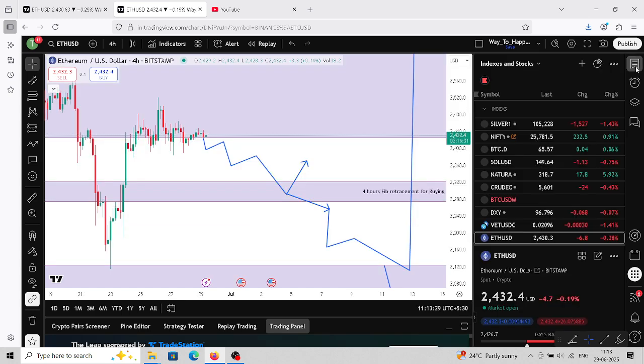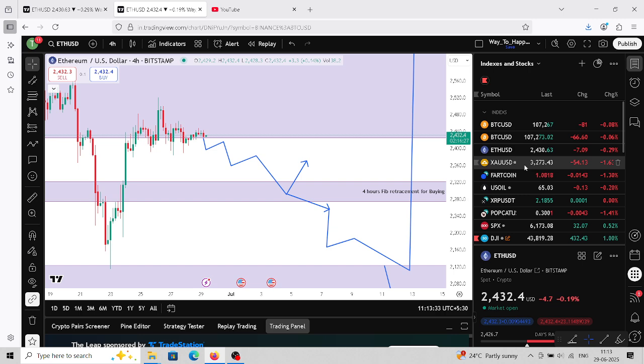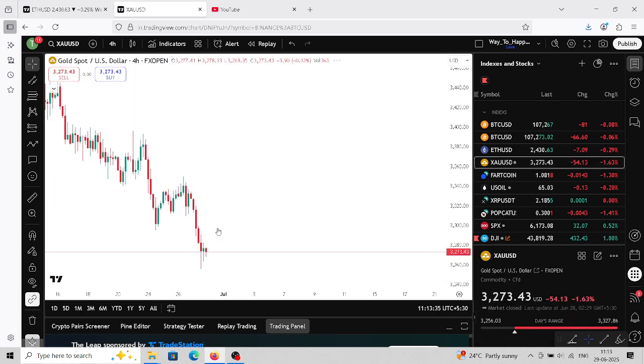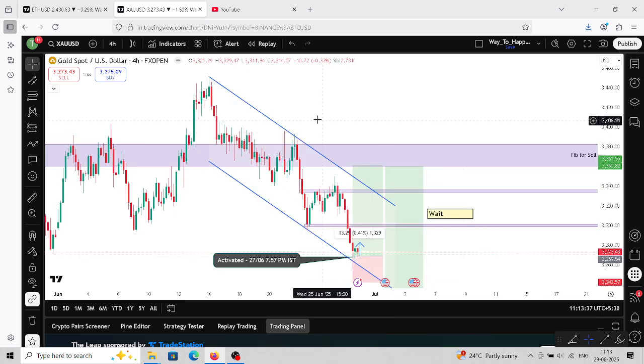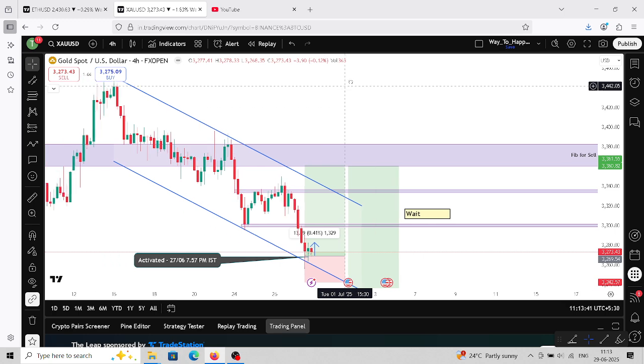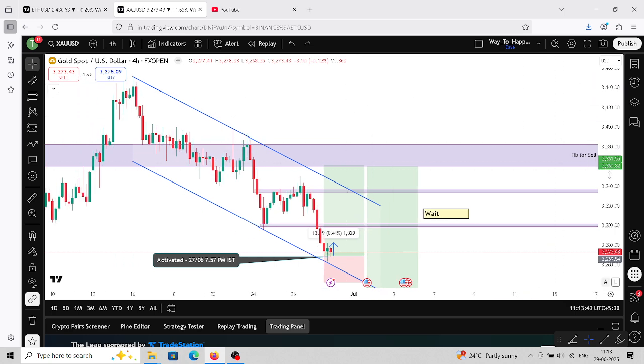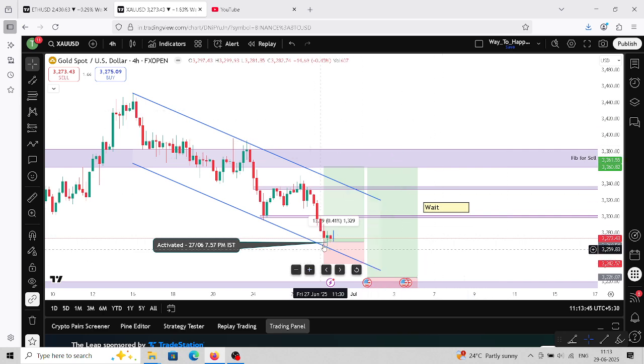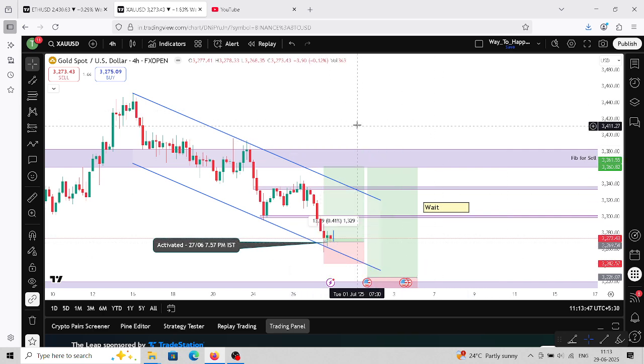Now let's see what gold is going to do. Okay, now gold, I have high hopes for gold this week, and I'll tell you why. There is already one trade going on from my side in gold. If you see on the weekly, this is where I started my gold.